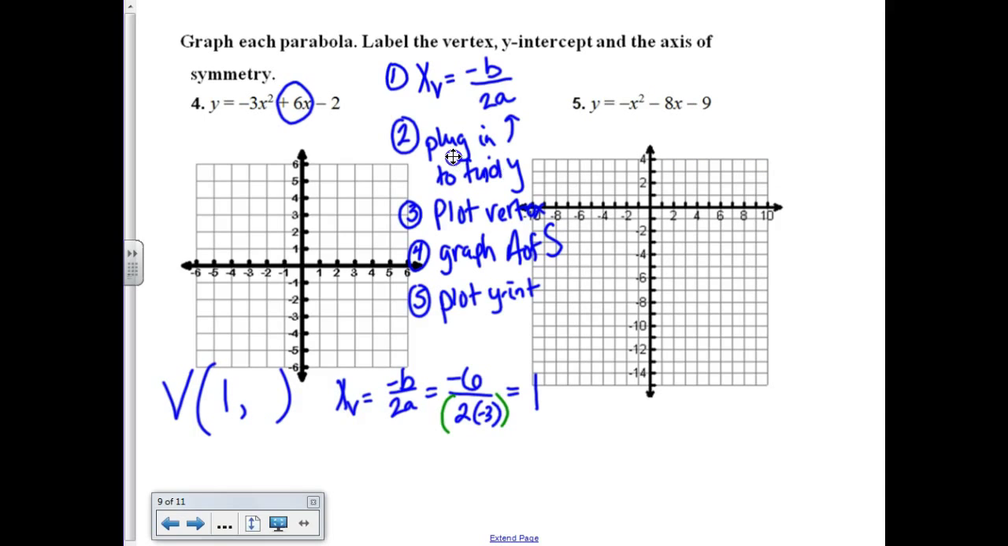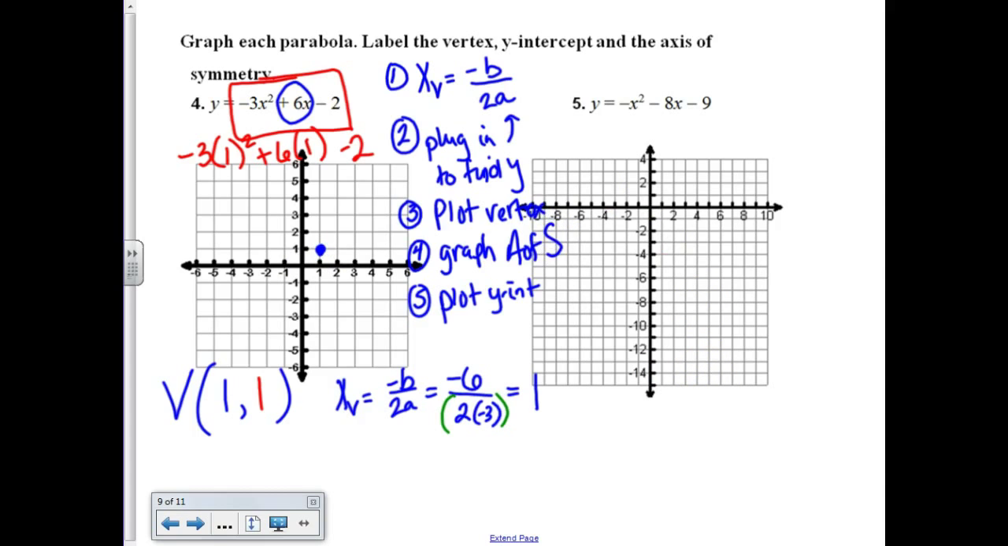All right, step 2. Plug that number you just got into the function to find the y. So take your function. Plug in x equals 1. So negative 3, parentheses, 1 squared, plus 6, plug in a 1, minus 2. You can do all that on your home screen of your calculator. I think I get a 1. Can someone confirm that? Okay. So my vertex apparently is at (1, 1). Graph it. So I just plotted my vertex.